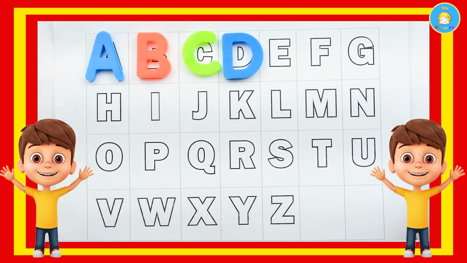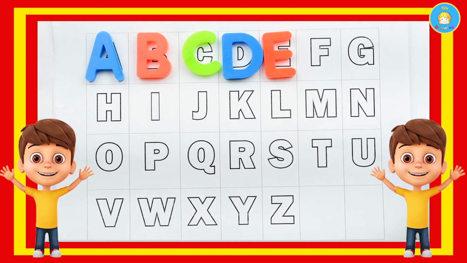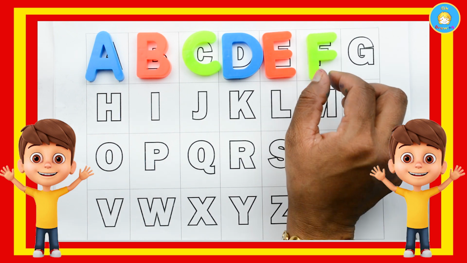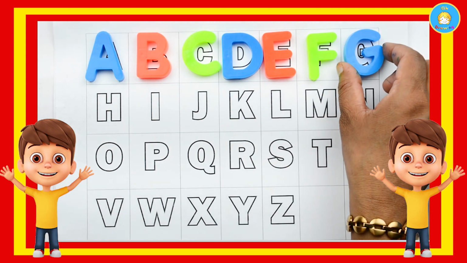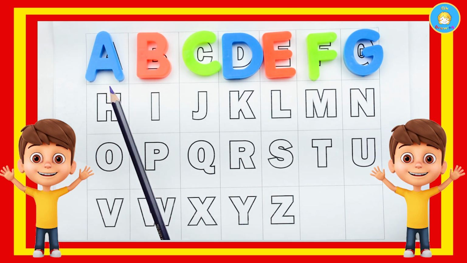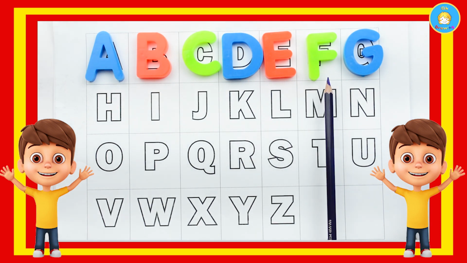D for dog. Next E. E for elephant. And F. F for fish. Next G. G for gun. A, B, C, D, E, F, G.